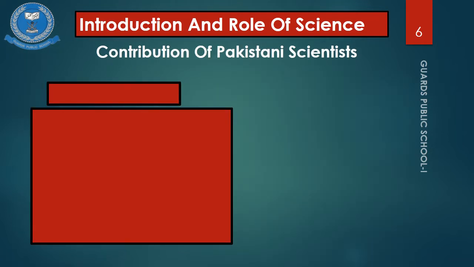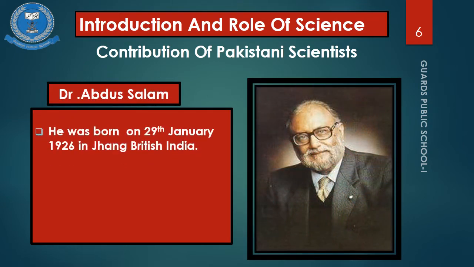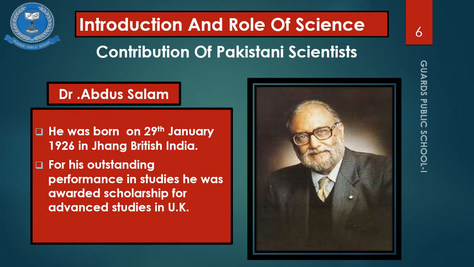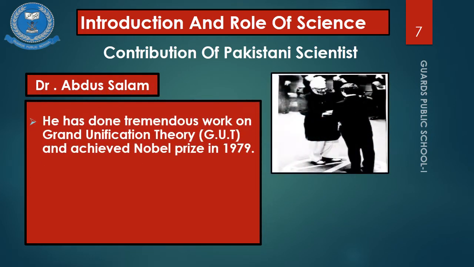Another national hero, Dr. Abdus Salam. He was born on 29th January 1926 in Jhang, British India. For his outstanding performance in his studies, he was awarded a scholarship for advanced studies in the UK. He played an influential and significant role in Pakistan's development in nuclear energy for peaceful purposes. He was the first Pakistani scientist who won the Nobel Prize. Dr. Abdus Salam has done tremendous work on grand unification theory and achieved the Nobel Prize in 1979.